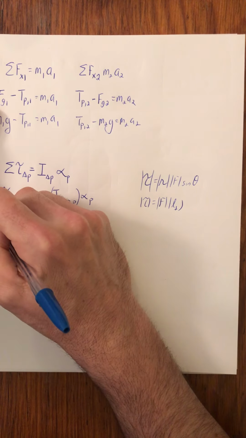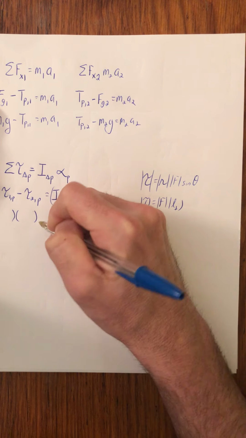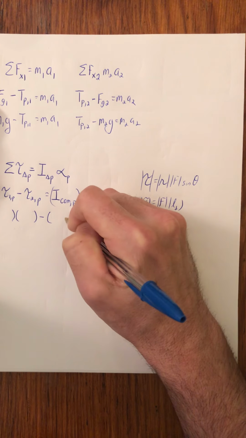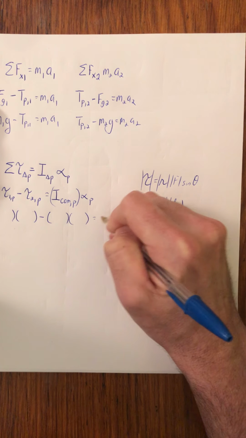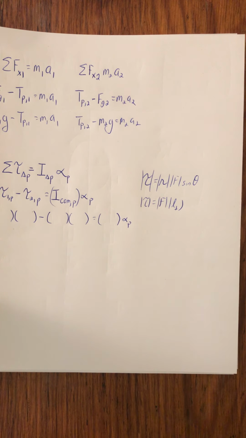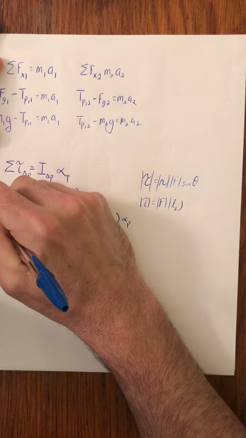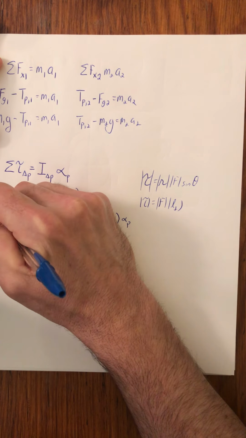So how do I do that? What I always do when I'm writing torques is I'm going to put parentheses like that, and now parentheses like that equals parentheses, and then there you go. And now let's fill in the blanks. Because I know this is the force of 1 on P, so I'm just going to write in tension 1P there.